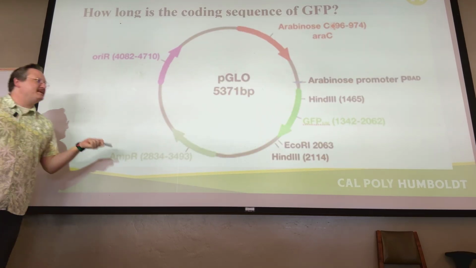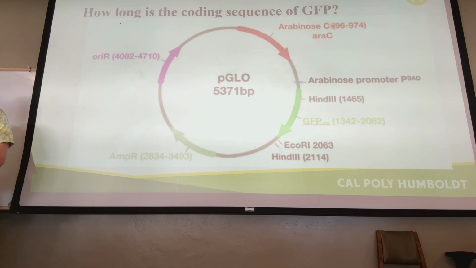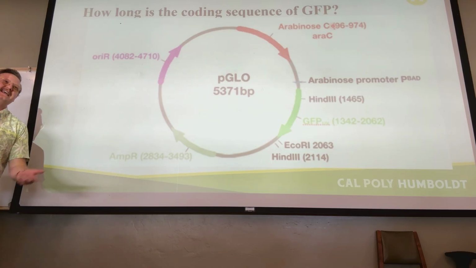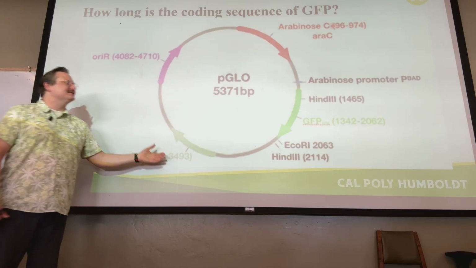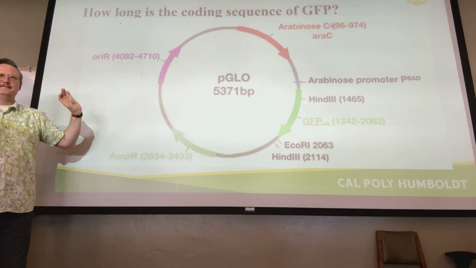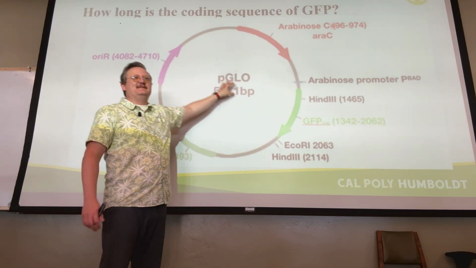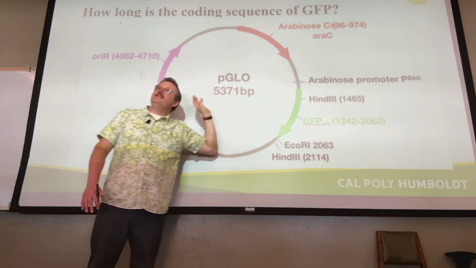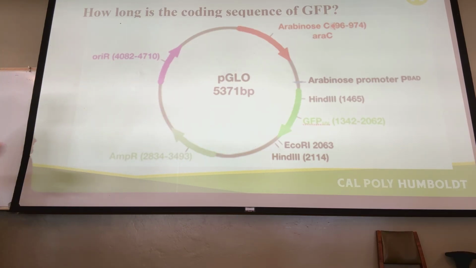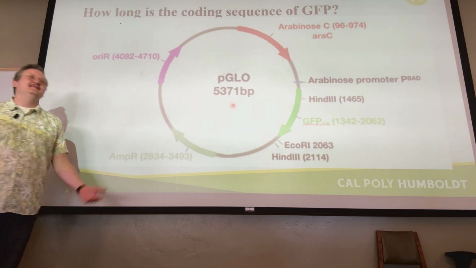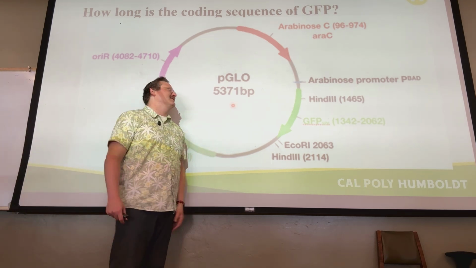So this is the pGLO plasmid. Now, I used to do a lot more in this class with plasmid maps and plasmid map interpretation, and last semester I cut some out. So you haven't been exposed to these questions really yet. All right, so here's a pGLO plasmid map. The pGLO plasmid is the one that you used to transform E. coli. A plasmid map tells you what's on the plasmid and how long everything is. Like how big is the plasmid? The pGLO plasmid is 5,371 base pairs long.